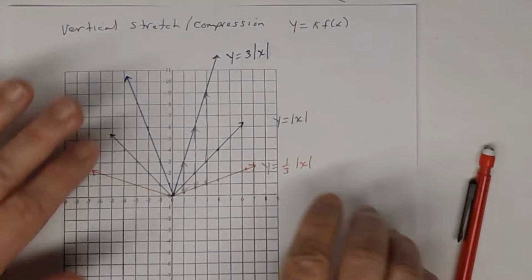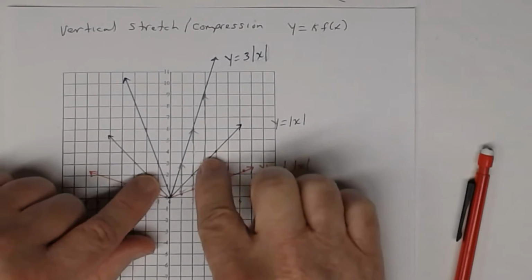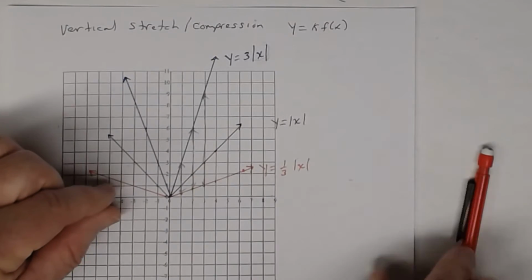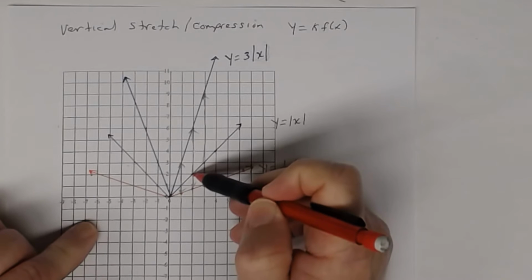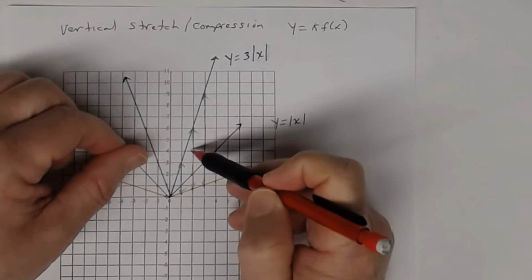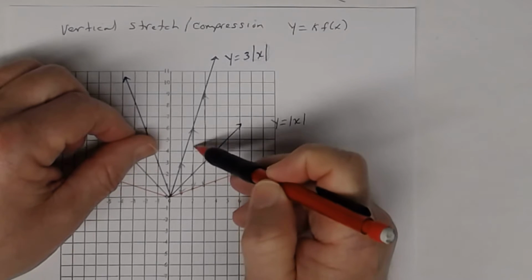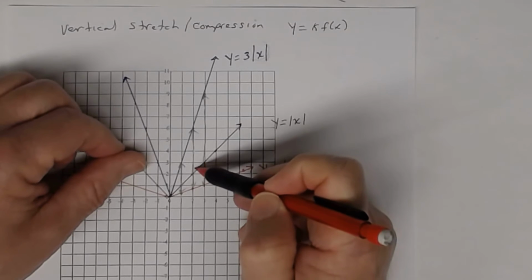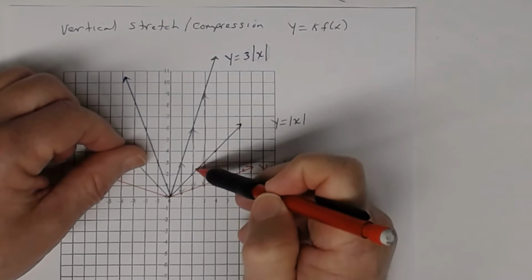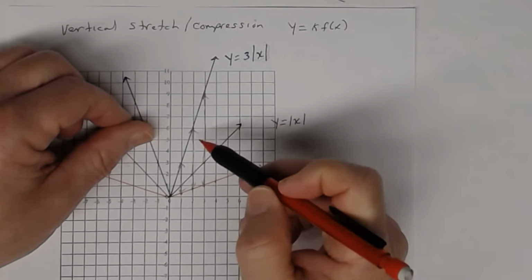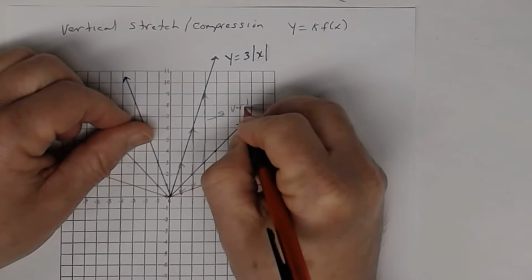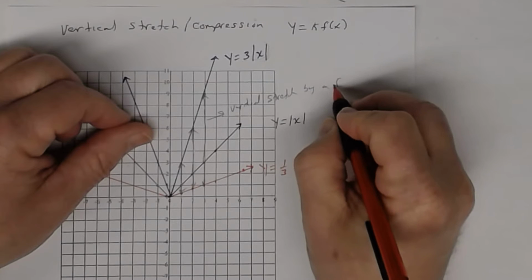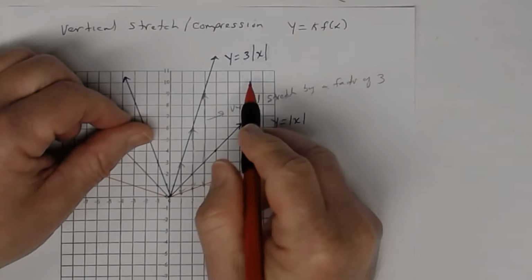Now remember the stretch and compression. Think of this as a rubber band, and you take this part of the rubber band right here and pull it up. So it's kind of like you're stretching it. Your foot is on this part here, and you're stretching that rubber band. This right here would be considered a vertical stretch. I'm going to put the words vertical stretch here, and we'd say by a factor of 3 in this case, because that's what this was.